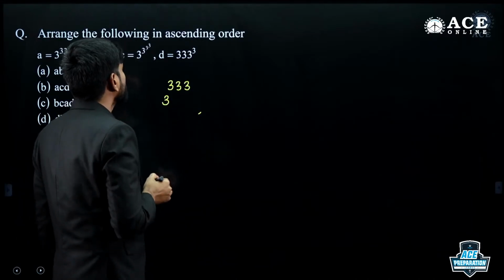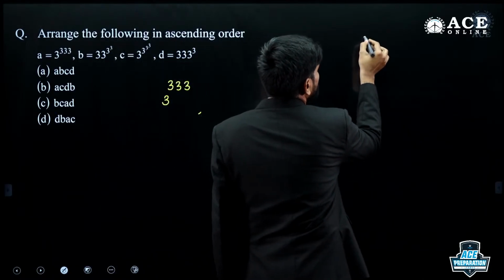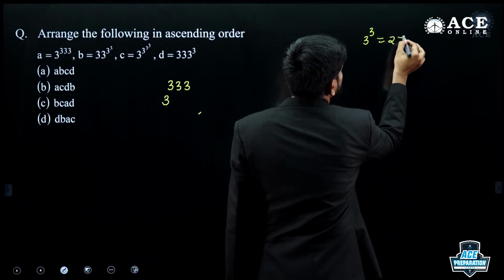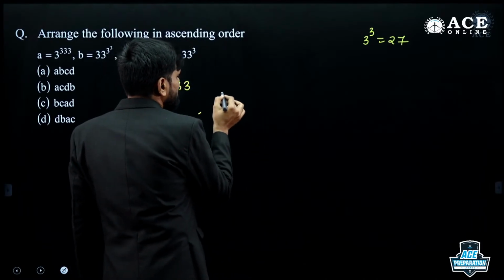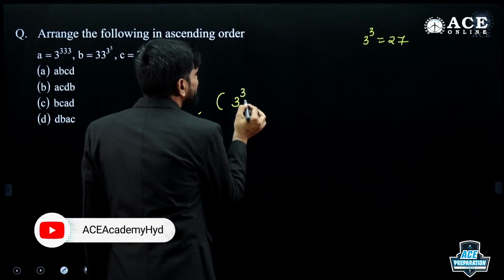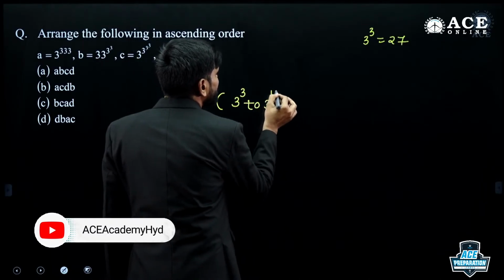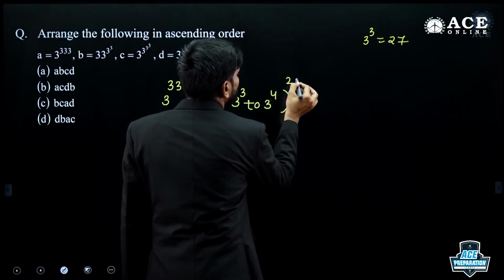Second one is 33 to the power of 3 power 3. Please be careful. 3 power 3 is nothing but 27. So this 33 will be falling in the range of 3 cube, 27, to 3 to the power of 4, 81. It is in the range of 3 cube to 3 power 4, whole to the power of 27.